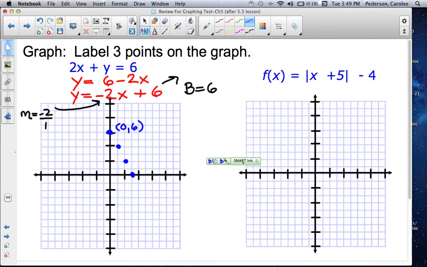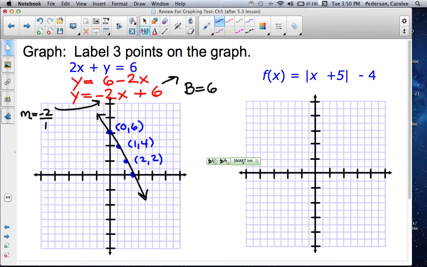We have some points now that we can identify. This point is 1, 4. This point is 2, 2. There are 3 points on my graph. Now I can go ahead and draw that line.